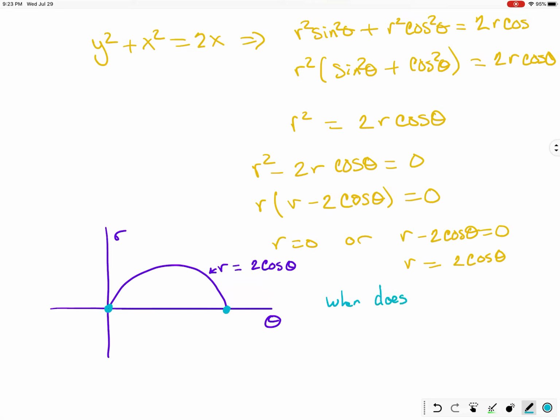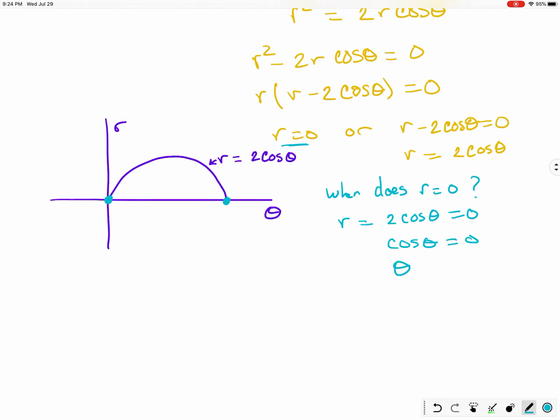So what we're asking is, when does r equal 0? Well, one of them is 0, right? We know that one from up here. But the other one is r equals 2 cosine of theta. When does that equal 0? Well, dividing both sides by 2, cosine of theta equals 0. So that happens when theta is equal to 0, pi over 2, and those are the only ones we need.